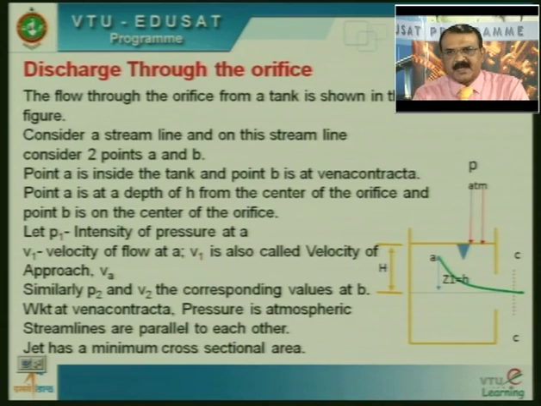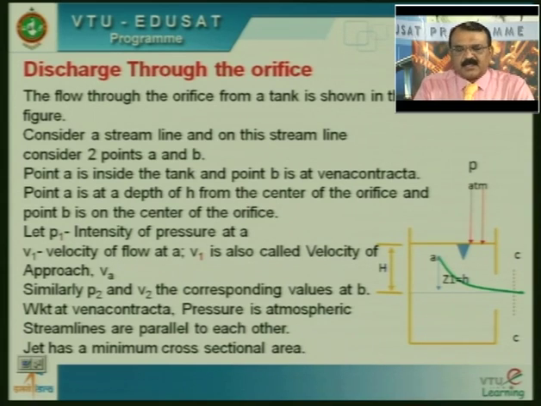Now, once the jet passes through this vena contracta, the jet diverges again. In the last class, I somehow missed these 3 points. So kindly remember, whenever you are talking about a vena contracta, these 3 salient features are very, very important: minimum cross-sectional area, pressure is atmospheric, and the streamlines are parallel to each other. Now, what is this vena contracta?